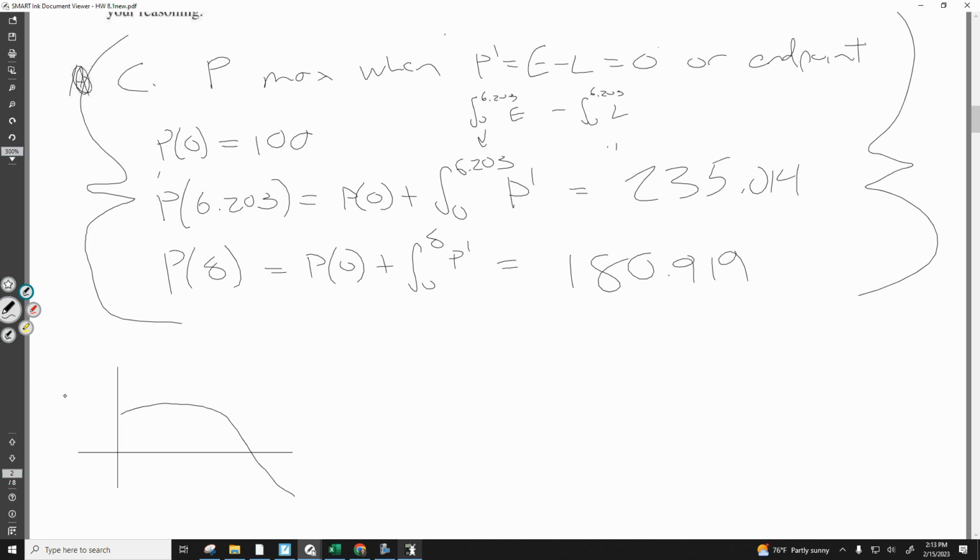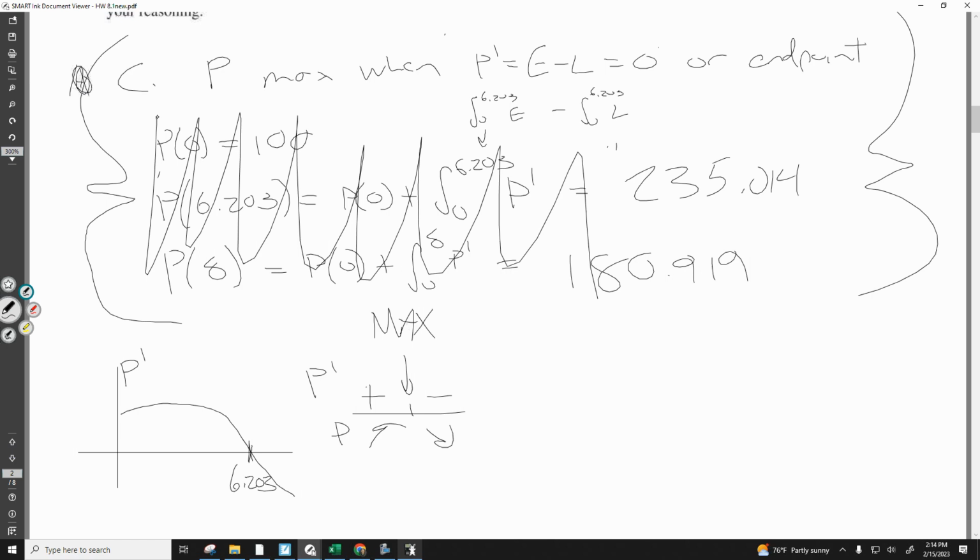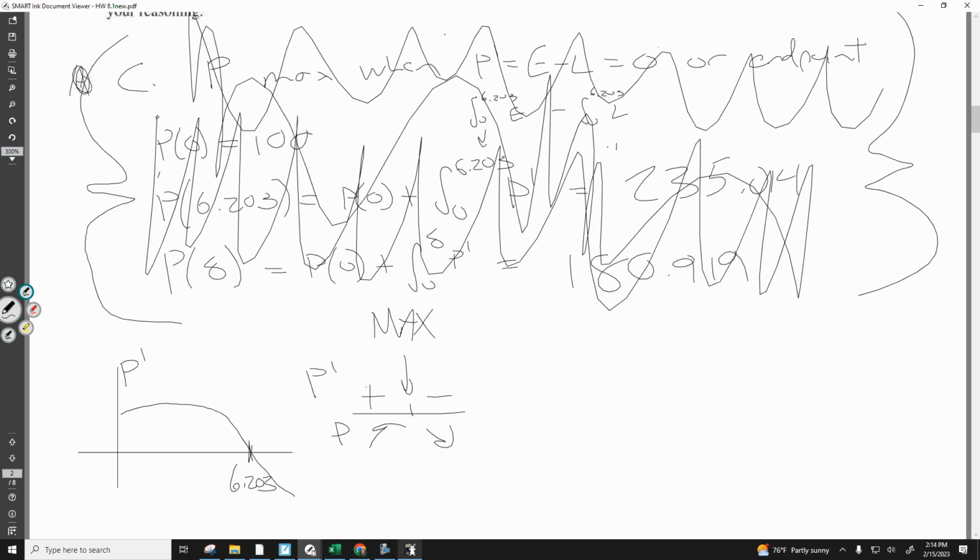Guys, you have this graph of P prime. I didn't graph it in this calculator, so I'm not going to show it. You have this value, 6.203, right? You know P prime is positive, then negative. P is increasing and decreasing. You know this must be the max. Has to be the max. They don't ask you for how many fish in this question. They just ask you for the time. You literally did not have to check candidates. You did not have to write the statement, though this is a way. You could have said t equals 6.203 is the max because P prime is positive from 0 to 6.203, and then P prime was negative from 6.203 to 8.